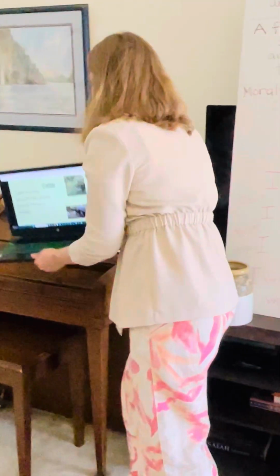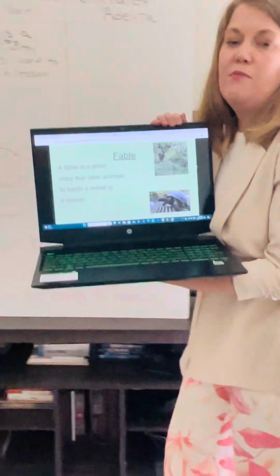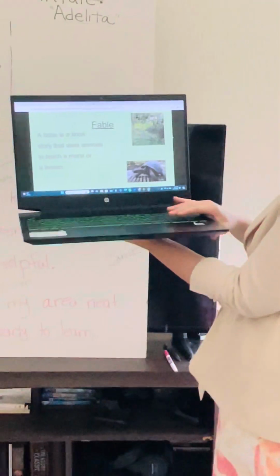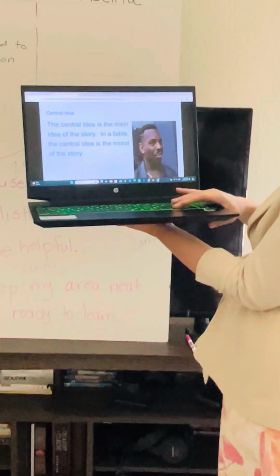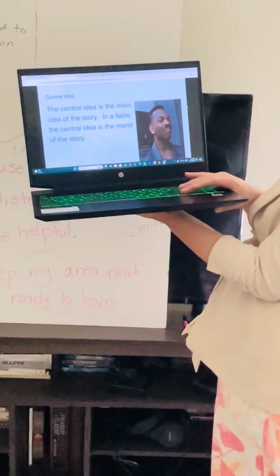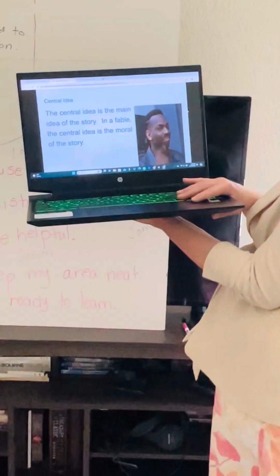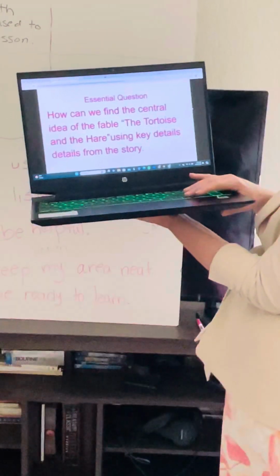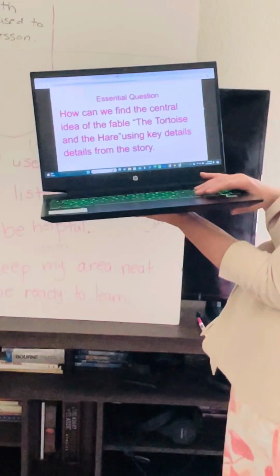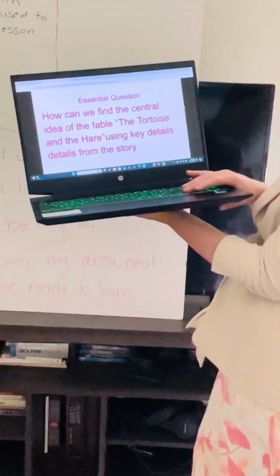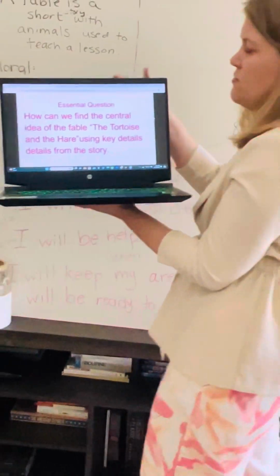Good job, okay. So this week we're going to read about a fable. Next week we're going to read about a folk tale to find the lesson of a story. Okay, so our central idea is the main idea of the story. In a fable, the central idea is the moral of the story. Here's our essential question. How can we find the central idea of the fable, the tortoise and the hare, using key details from the story?